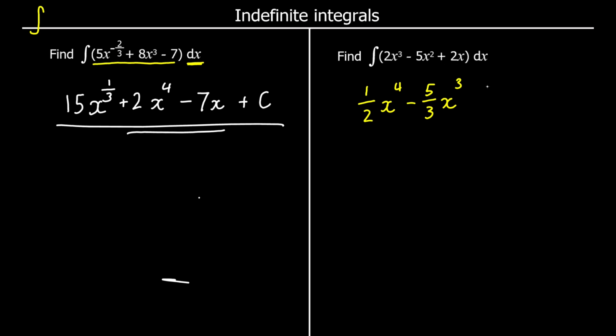So add 1 to the power. It becomes x squared. Divide by the new power. 2 over 2 is 1. And remember to plus c on the end.